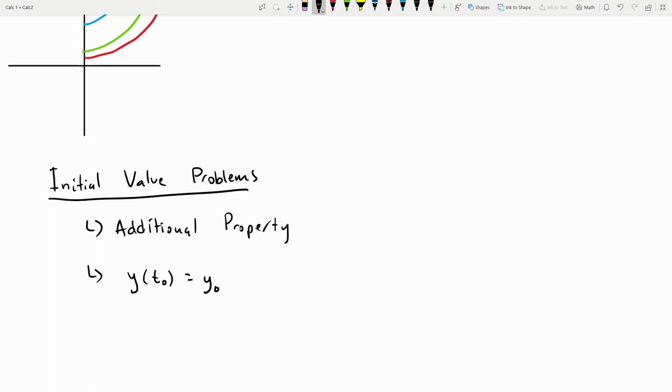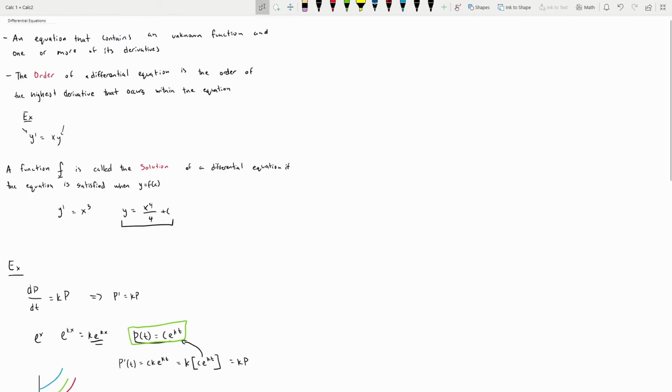So these are called initial value problems. When we're given something like this, it is called an initial condition. If we are given an initial condition, then we have an initial value problem. Again, later on we will see how to solve these. But it's important to realize that with an initial value problem, we're only looking for one function that satisfies both this initial property and the differential equation itself. So that's it for this quick little introduction to differential equations.